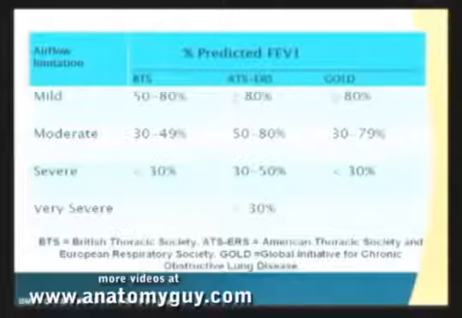Now, for mild airflow limitation, for the BTS, your percent predicted FEV1 is going to be about 50 to 80%. For moderate disease, it drops down to 30 to 49%, and for severe disease, it's less than 30%.